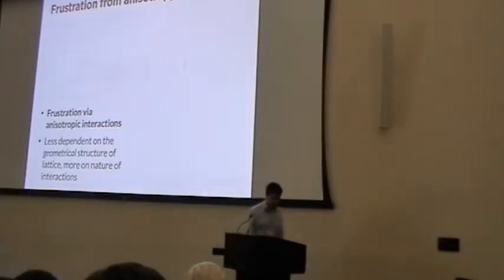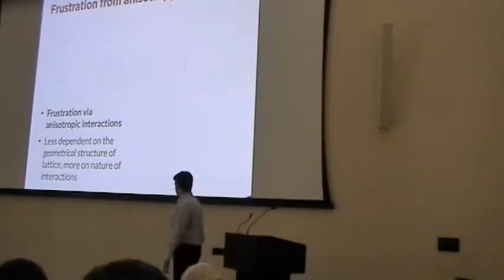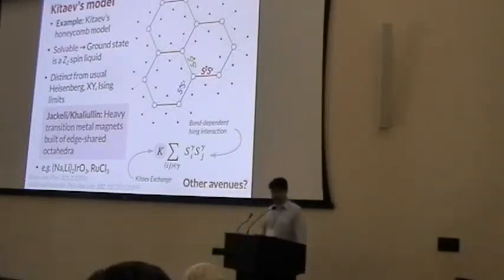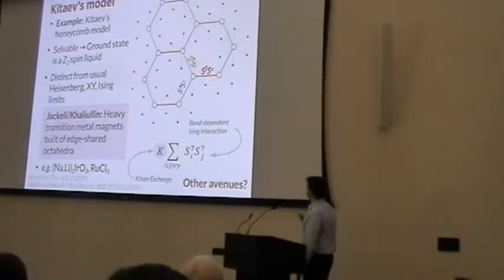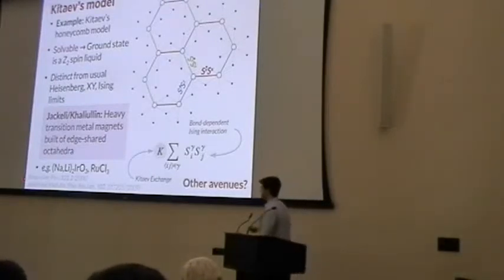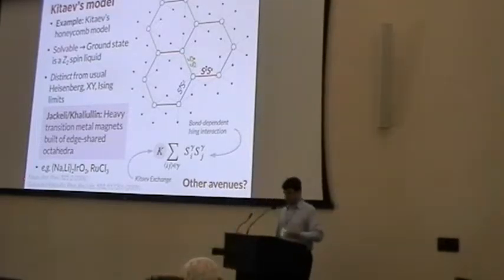Namely, what I want to tell you about is frustration through intrinsically anisotropic interactions that aren't tied so closely to the geometrical structure of the lattice. The paradigmatic example of this is Kitaev's honeycomb model, which we'll hear a whole lot more about tomorrow. It's a honeycomb lattice where on each bond you have an Ising interaction. The component of the spin which is coupled varies from bond to bond.